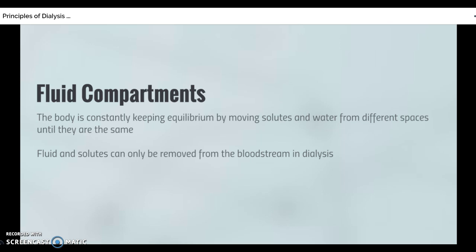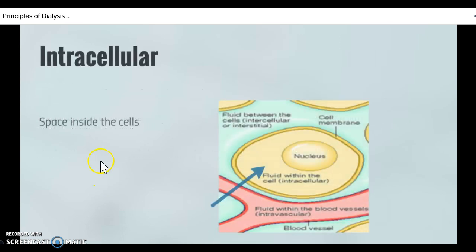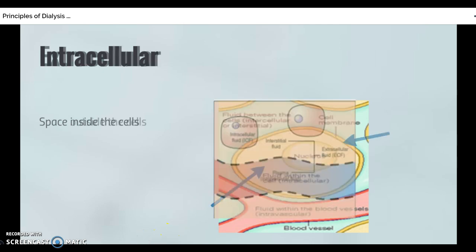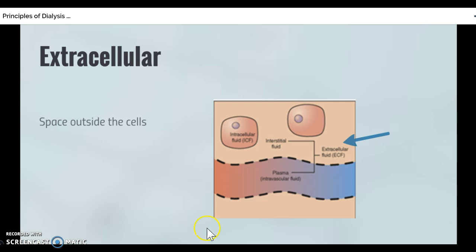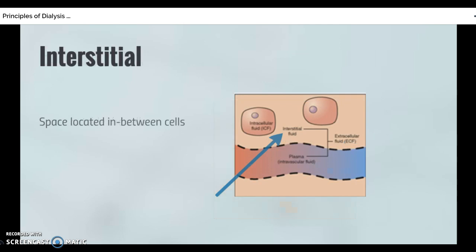But important to know, fluid and solutes can only be removed from the bloodstream in dialysis. So if it's in a different space, it's not going to work. And I'll show you what some of those look like. So you can see here, this is intracellular. So breaking down the word, it's going to be space inside the cells, basically. And where the arrow is pointing is where that space is going to be. You then have extracellular, which is going to be the space outside the cells. And then interstitial, which is going to be the space located in between the cells.